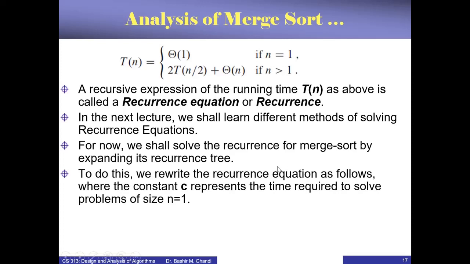Okay, so let's start. To do this, we rewrite the recurrence equation as follows, where the constant c represents the time required to solve a problem of size n equal to 1. So instead of leaving it as theta of 1, we're going to use constant c. Theta of 1 of course is constant, so let that constant time be c. So we can represent the relation like this: if n is 1, T of n will be c. Otherwise, T of n will be 2T of n over 2 plus cn. Remember, theta of n is some constant time times n. With this, we can now expand the recurrence tree.